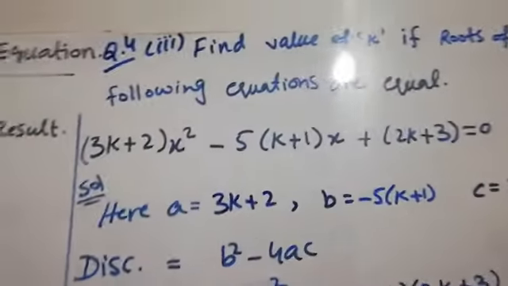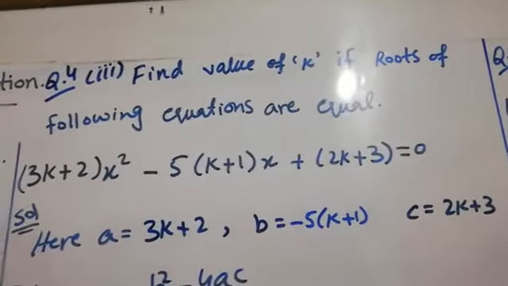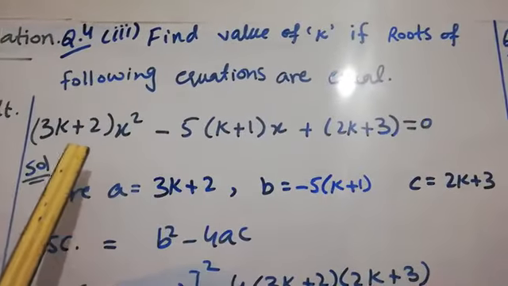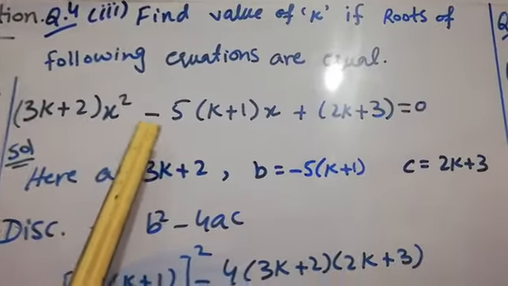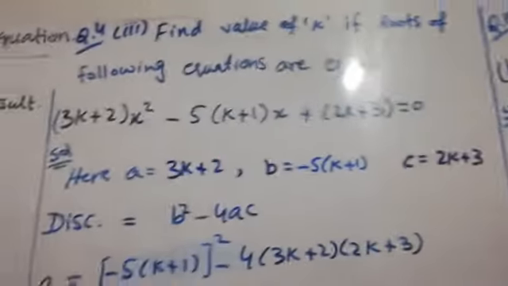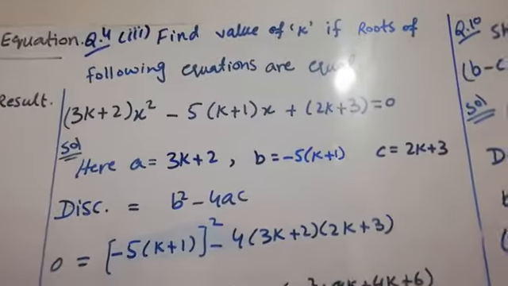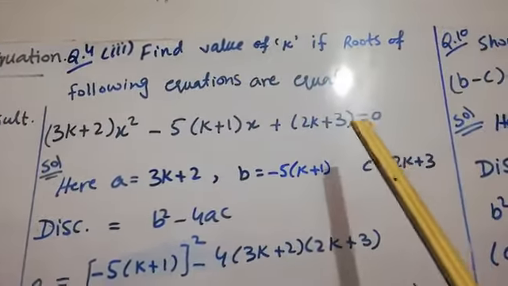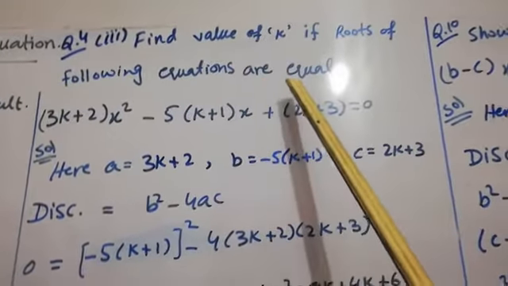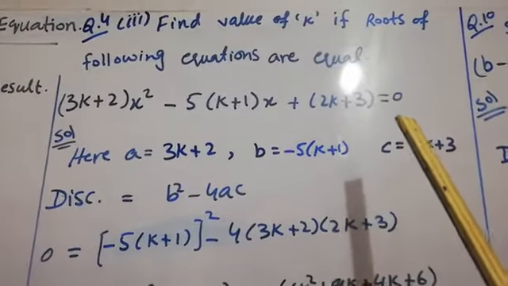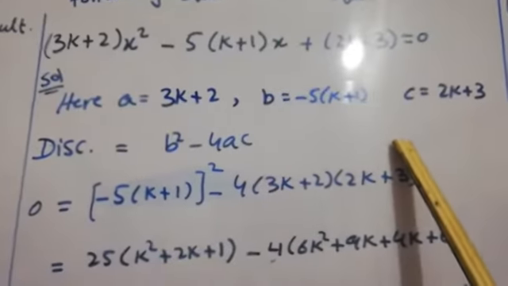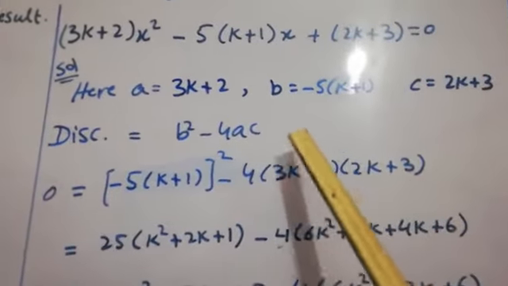Question number 4 is: find the value of k if the roots of the following equation are equal. The equation given is (3k + 2)x² − (5k + 1)x + (2k + 3) = 0. We will find the value of k, and the condition is that the roots are equal. My dear students, when roots are equal, we can put b² − 4ac, or the discriminant, equal to 0. We will suppose that the discriminant is equal to 0.